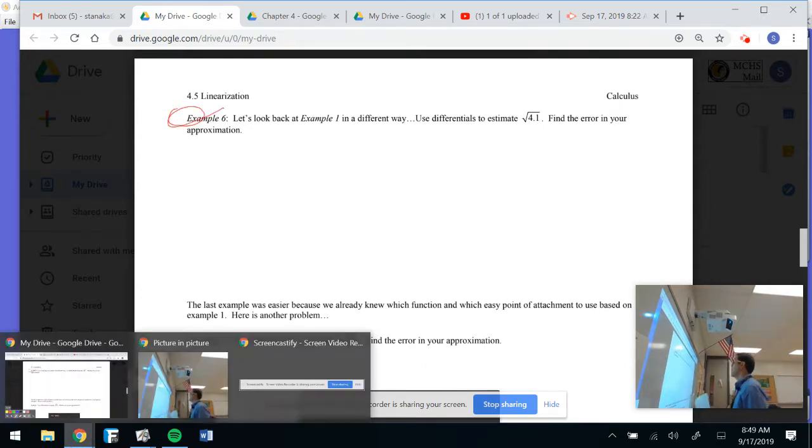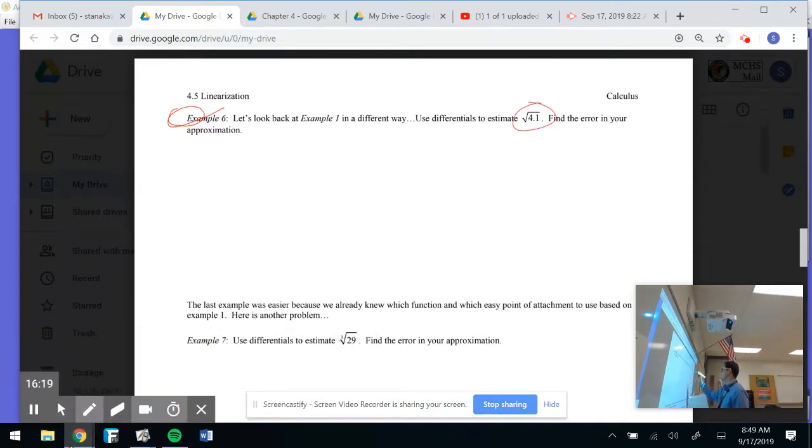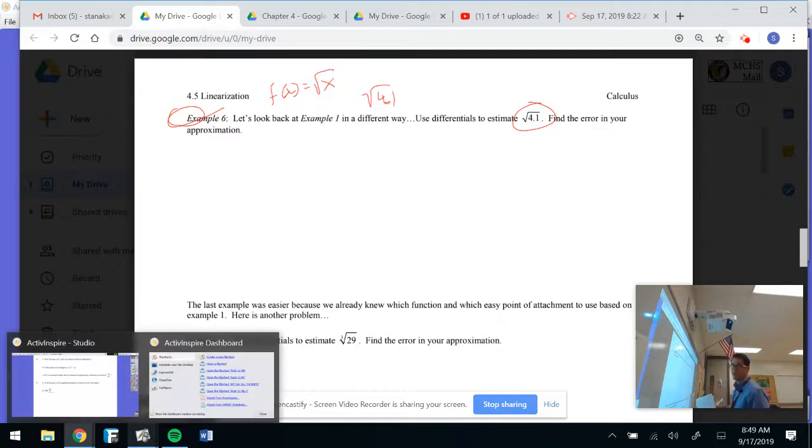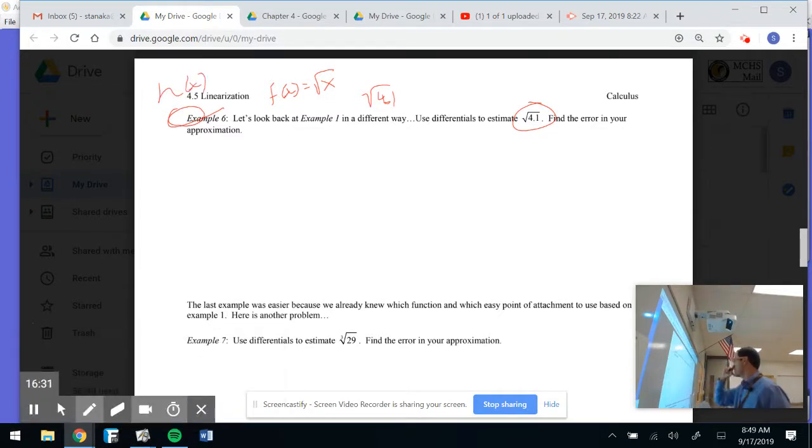All right, let's look back at example 1 in a different way, right? When we did this example earlier and we estimated the square root of 4.1 using the function f of x equals the square root of x, we did that using linearization, right? We did that fancy L guy, okay? But now we're going to use differentials. Well, if I use differentials, I'm going to call this function y equals the square root of x. And my first step is going to be to find the derivative. dy/dx is equal to 1/2 x to the negative 1/2.